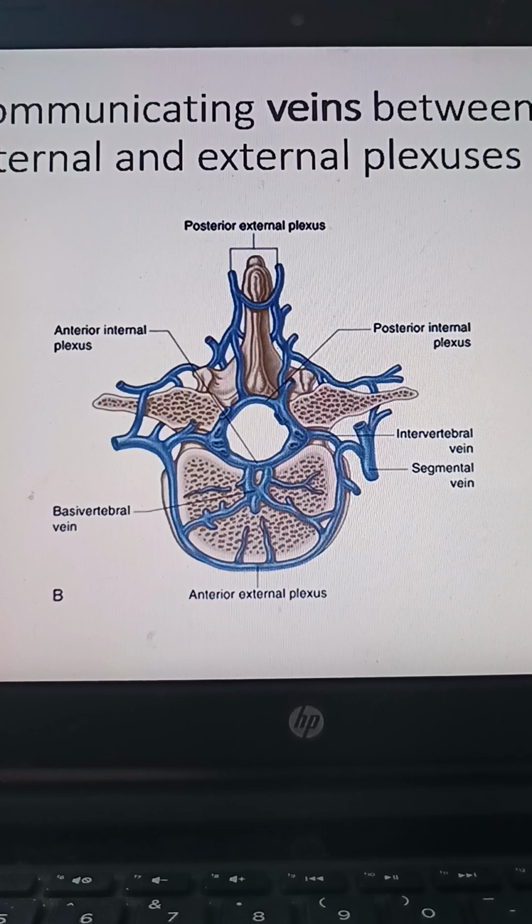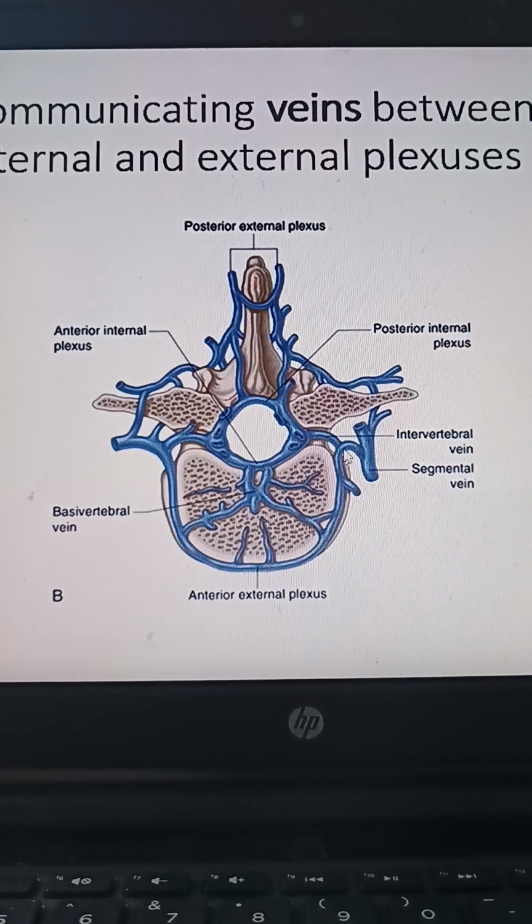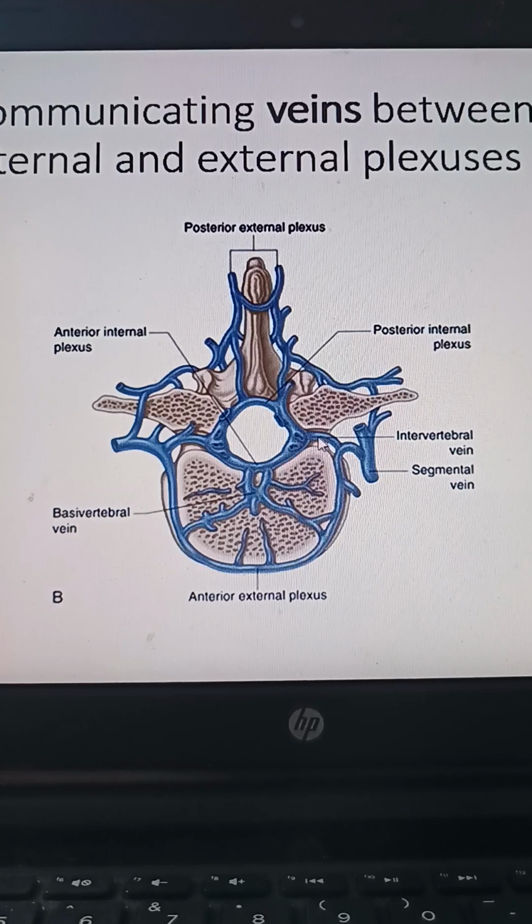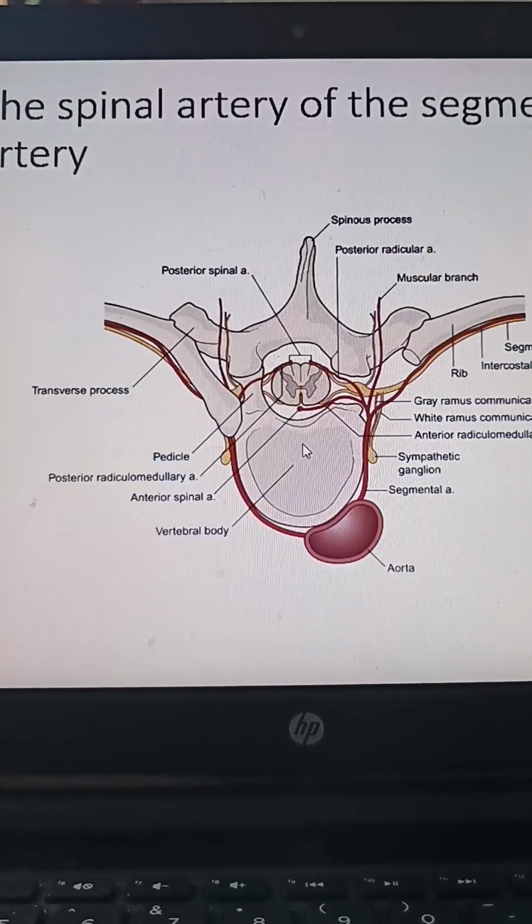Similarly, look at the veins. There are two plexuses of veins: an internal plexus, which is inside the canal, and an external plexus, which is outside the vertebra. You can make it out very clearly. So this internal plexus and external plexus communicate through the intervertebral vein. So this intervertebral vein is also a constituent of the intervertebral foramen.